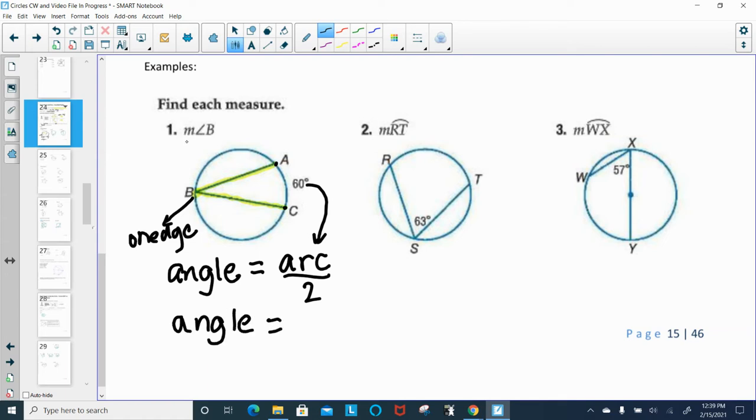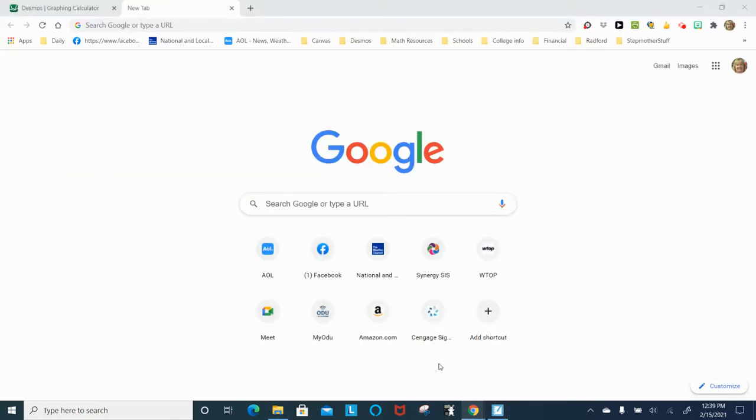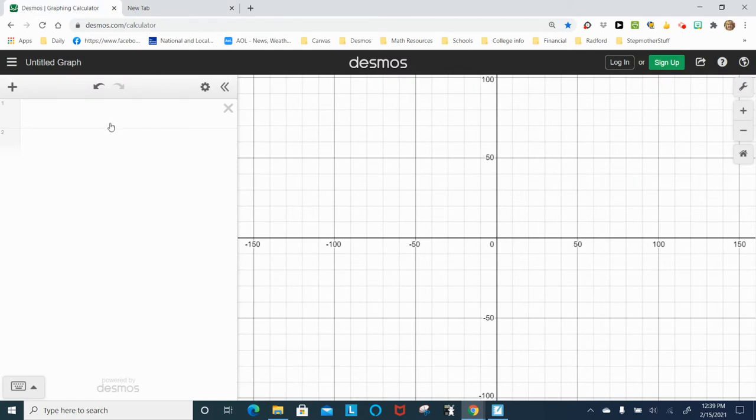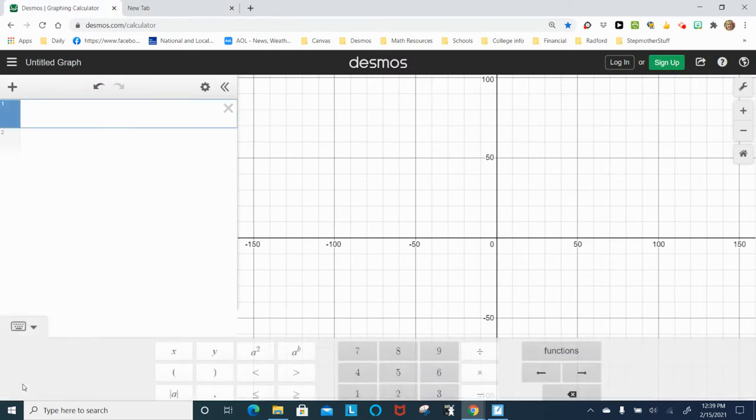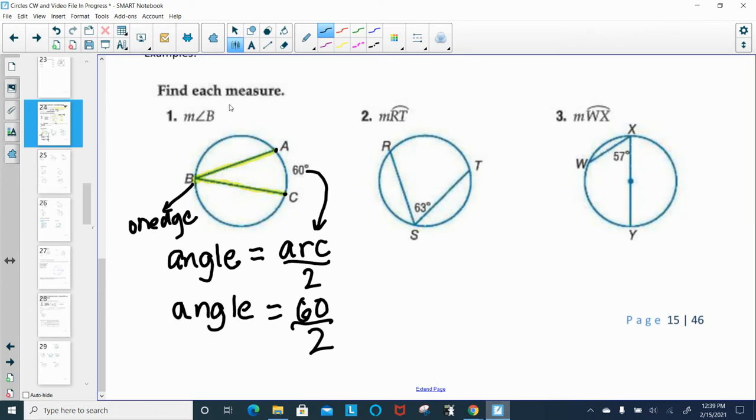And we want to know the measure of angle B. Most of us are comfortable dividing by 2, but if you are not, you can go over to the Desmos calculator and do just a simple division problem, 60 divided by 2, and get 30. So the measure of angle B is 30.